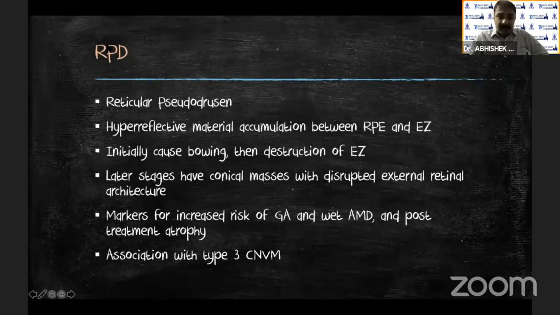This is a marker for increased risk of GA and wet AMD. And if you have this when you're beginning your treatment, it is a marker of post-treatment atrophy. And it is very frequently associated with type 3 CNVM.